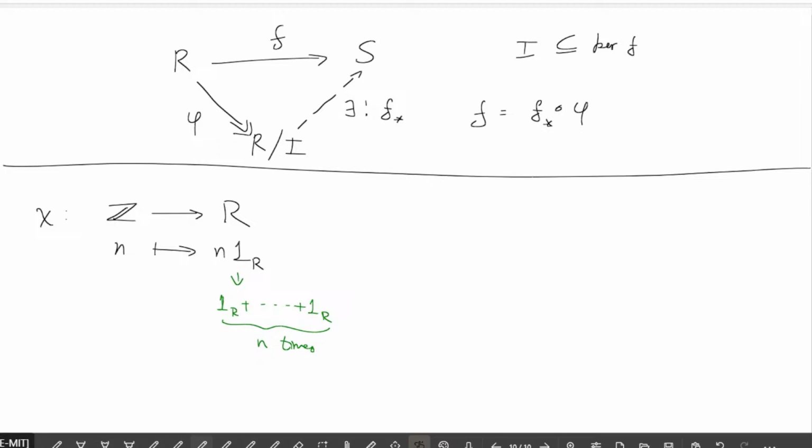One added to itself n times. In general, for any ring element, if you write some integer multiplied by the ring element, in some ring other than the ring of integers, you're just adding that element to itself many times. Okay, so anyway, is this a ring homomorphism?